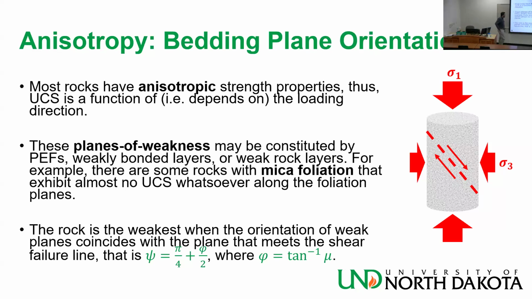Several rocks have mica foliation, which is basically plates. It's a mineral in the shape of a plate. It's very, very flat and thin. And these are planes of weakness. The way those plates are held together is very, very weak. So it's very, very easy to make them slide over each other. Very, very easy.